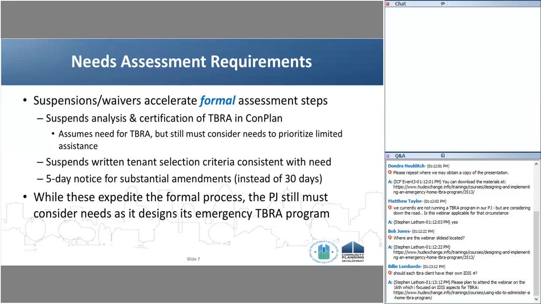The suspensions also remove the con-plan requirement for written tenant selection criteria because it is linked to the con-plan findings of need that HUD has suspended. But please bear in mind that HUD still requires you as PJs to document your selection criteria. It's simply a matter of ensuring that you have a fair and transparent process. The third change to the formal process is that HUD's provided a waiver to shorten the citizen comment period on substantial amendments from 30 days to 5 days, which we'll address further in the next step. Effectively, HUD has suspended formal declaration of assessment and selection criteria in the con plan, but as a practical matter, the PJ must still consider needs and document its selection criteria as it designs its emergency TBRA program.